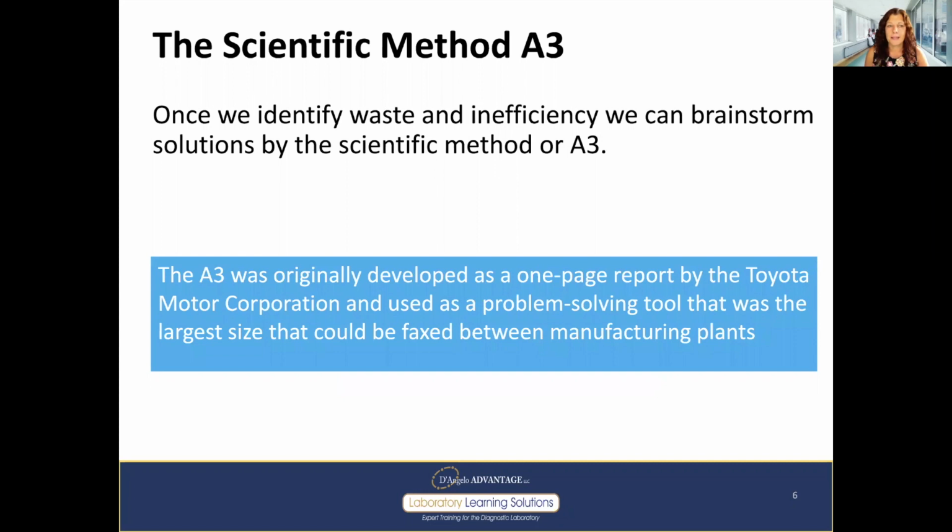Also use the scientific method or the A3. Once we identify the issue, once we identify this waste and inefficiency, we can brainstorm with our team and then complete an A3. Now this was originally developed by Toyota. We can use that A3 method to come up with all aspects of our problem.